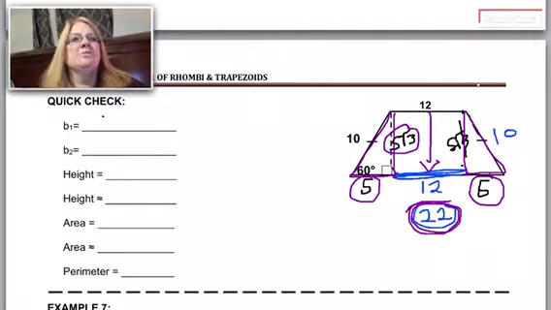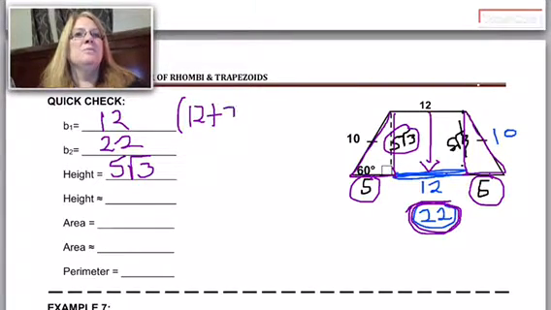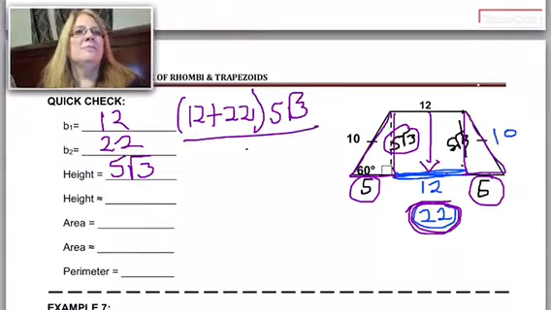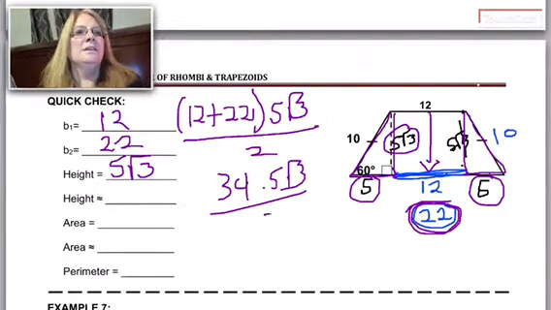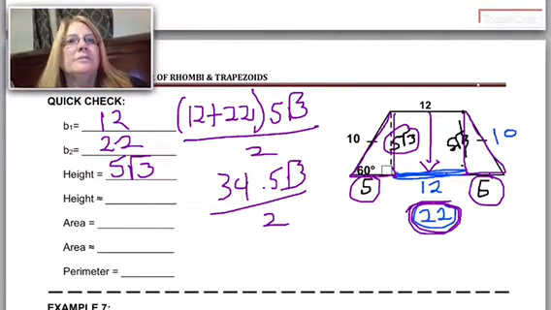Okay, so we have a base of 12, we have a base of 22, we have a height of 5 square root of 3. So base 1 plus base 2 times our height divided by 2. 22 plus 12 is 34, times 5 square root of 3, divided by 2. So 34, I get 85 square root of 3.